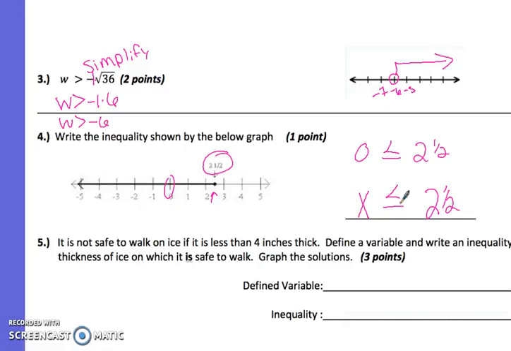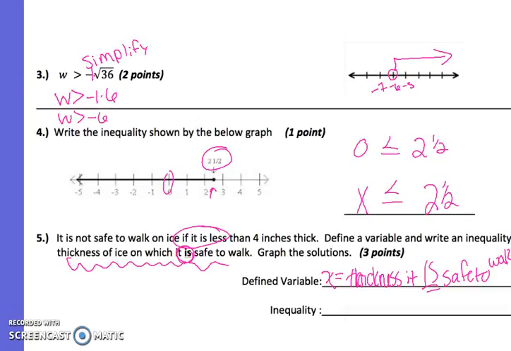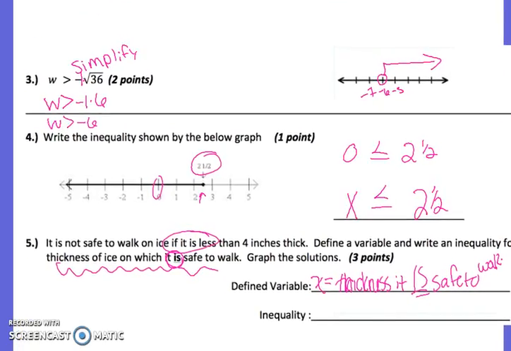It is not safe to walk on ice if it is less than 4 inches thick. Define a variable and write an inequality for the thickness of ice where it is safe to walk. So when you define your variable, you have to be very careful and do what the question asks. This variable is going to be the thickness on which it is safe to walk. If you make it anything else, it is not correct. You must make it the thickness for it to be safe to walk.